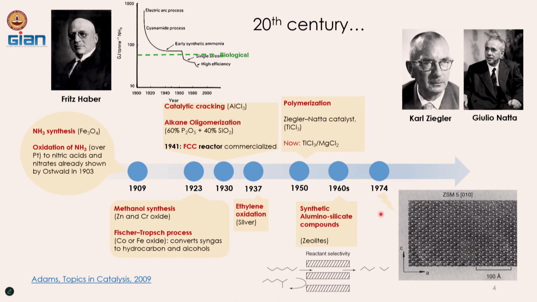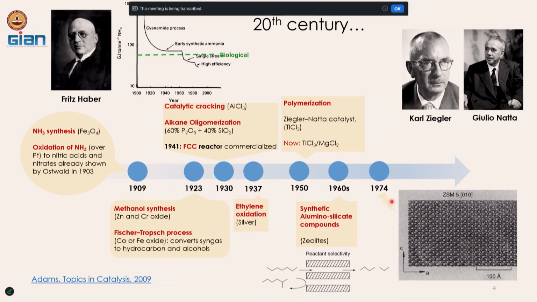And one major breakthrough on the zeolite catalyst was the synthesis of ZSM-5 that was about 1974. And in modern day, in any petrochemical or refinery industries, especially the refinery industries, these ZSM-5 based catalysts are very popular. So there is a comprehensive list of the different milestones over the 20th century.